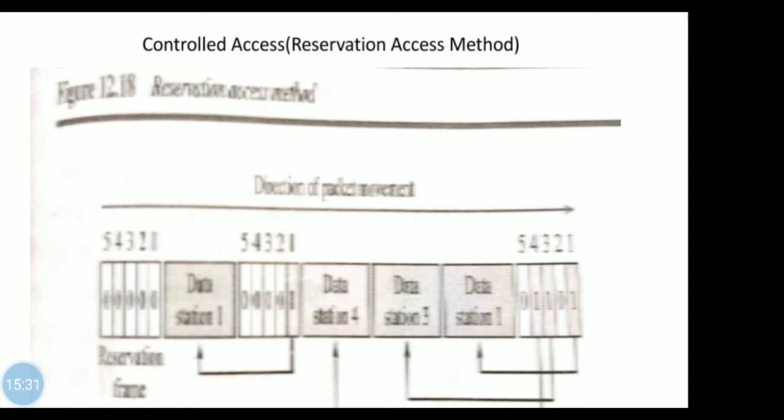When a station needs to send a data frame, it makes a reservation in its own mini slot. The stations that have made reservations can send their data frames after the reservation frame. So this is a figure that is showing a situation with 5 stations, labeled 1, 2, 3, 4, 5. 5 stations and 5 mini slot reservation frame.